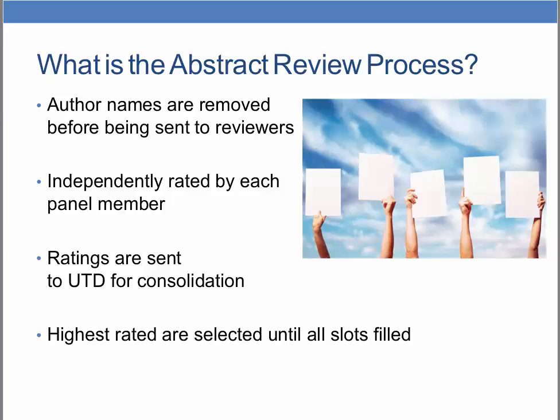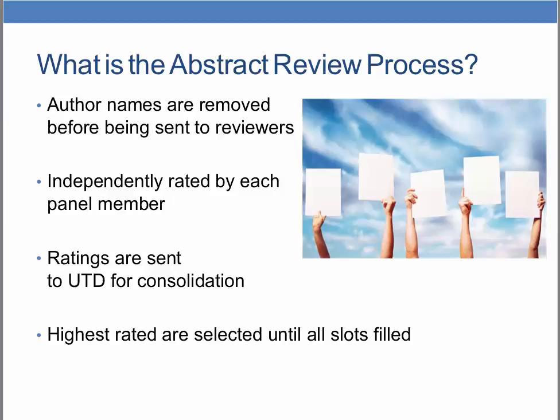So first off, UTD receives all of the abstracts before they are given to the reviewers, and they scrub them. They take the author names off so that the people on the reviewing committee will not be biased by personal connections with the people who are writing. So if it's someone that we may know or have seen presentations from before, we don't know that. That information gets completely taken off before it's sent to the reviewers. There are about 5 or 6 reviewers, and the reviewers independently read every single one of the abstracts that are submitted and independently rate them.